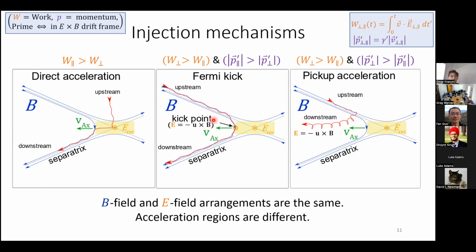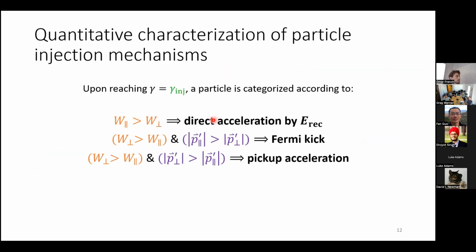And how are energy and momentum different? Is P prime in a different frame? Yes, P prime is in the E cross B drift frame. And is there a final momentum or initial momentum for a particle? You don't have delta P, you have P itself. Is this the momentum at the injection time? Yes, these momenta are functions of time. It's just the momentum of the particle. This condition is applied at T injection, which is the instantaneous moment when the particle reaches gamma injection.